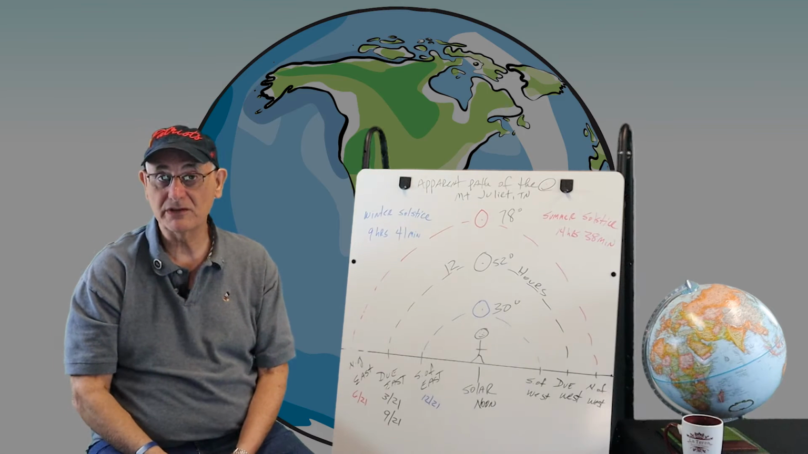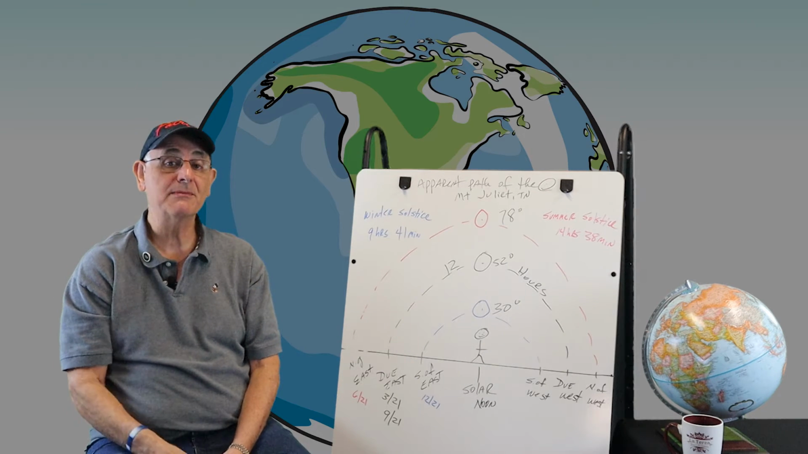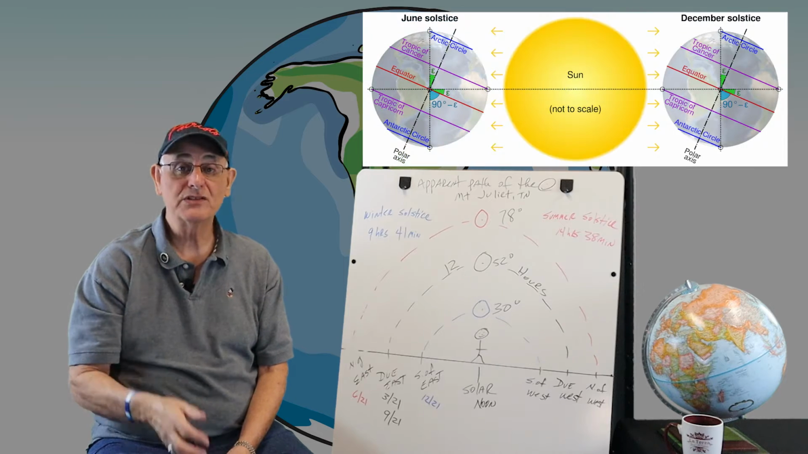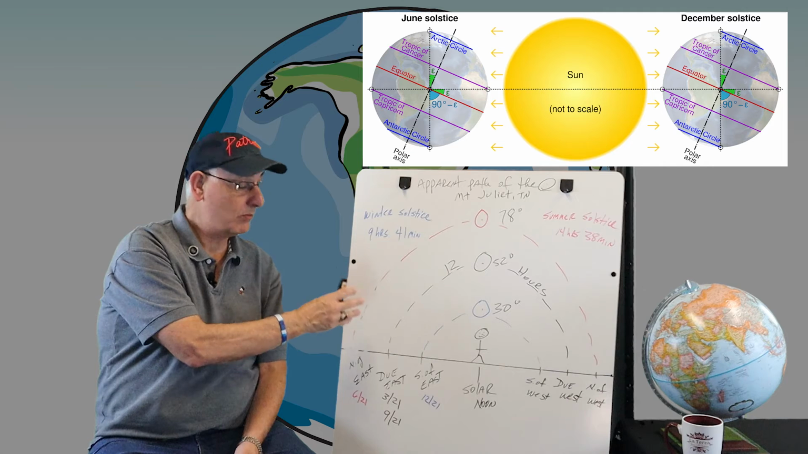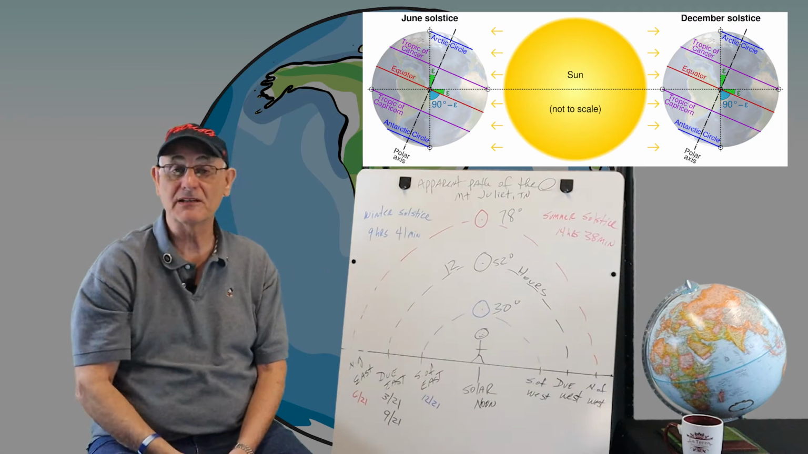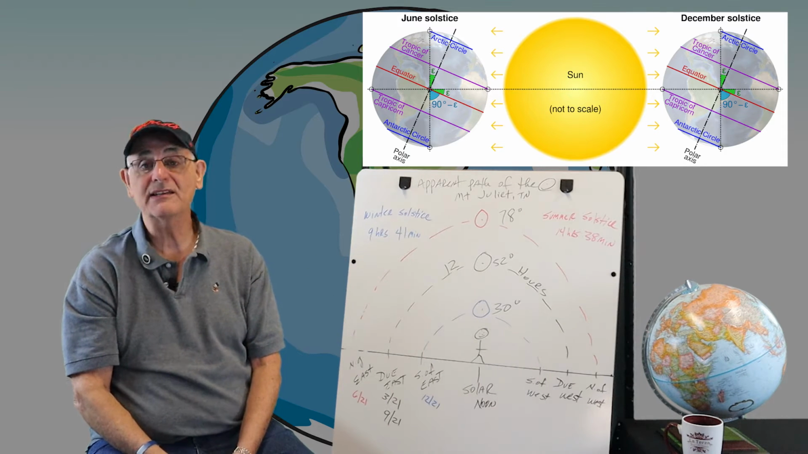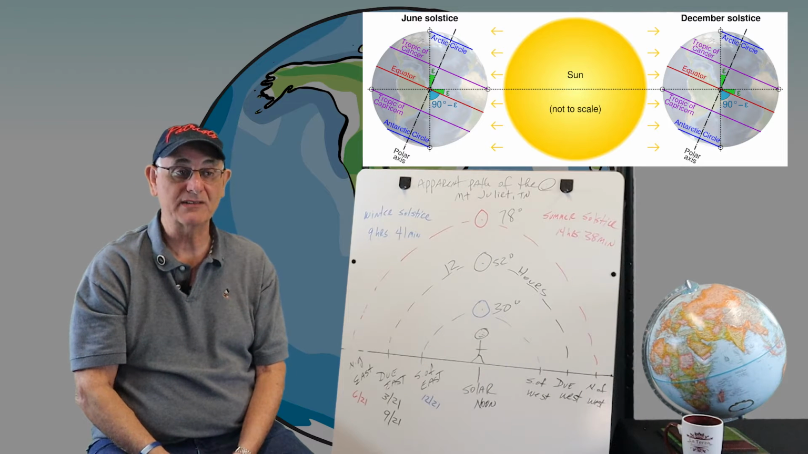We're over here at the Mount Juliet Library, and today we're going to be talking about the shortest day of the year, which is going to be the winter solstice here in the Northern Hemisphere, and we're going to see why some days are longer and some days are shorter. Now, to understand that, we need to have a couple of key points down.